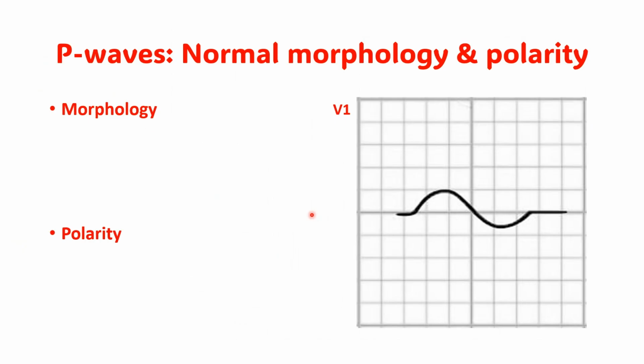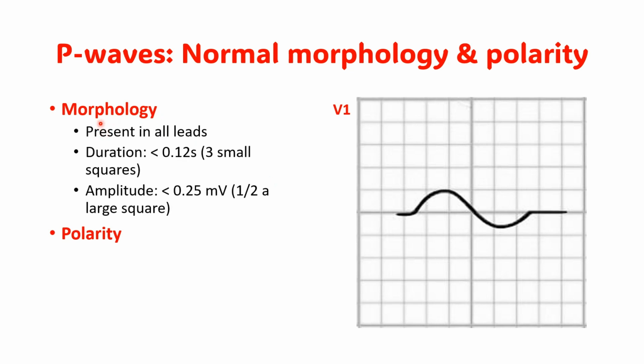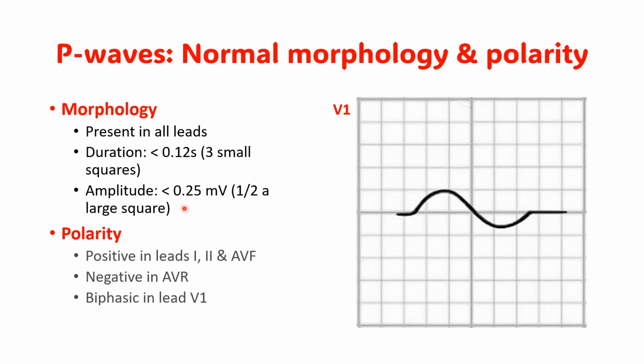Let's talk about P waves in terms of normal morphology and polarity. In terms of morphology, they're present in all leads. They have a duration of less than 0.12 seconds and an amplitude of less than 0.25 millivolts. In terms of polarity, they're positive in leads 1, 2 and aVF, negative in aVR, and biphasic in lead V1.